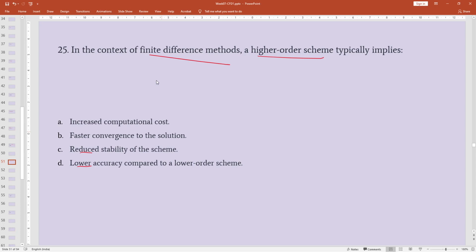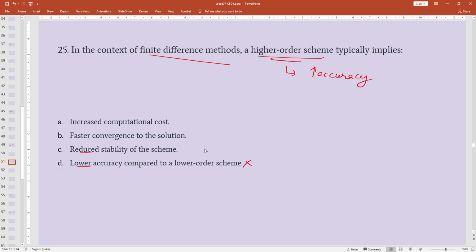So when we hear something like higher order scheme in finite difference method, FDM, what is the meaning of that, or what can we imply? What can we understand from the words higher order schemes? Why are we going for higher order schemes? We are going for higher order schemes to reduce the error or increase the accuracy. So from this itself, the fourth option becomes cancelled. It says higher order schemes have lower accuracy than a lower order scheme. Actually, why are we going for a higher order scheme? We only move for higher order schemes in order to achieve higher accuracies.